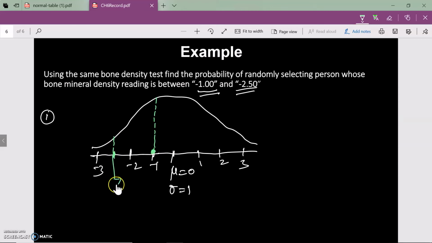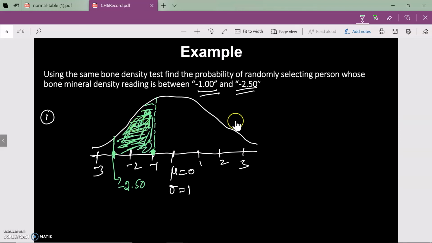Let me show you, this is -2.50. This is the value, this and this. And what area do we have to compute? We have to compute this area. This green area needs to be computed. It is very important that you understand that this is the area that needs to be computed.